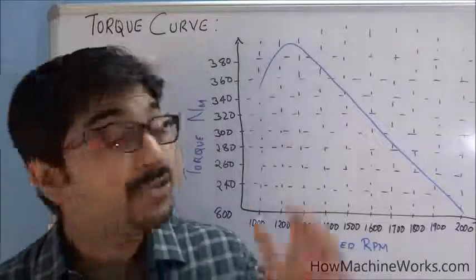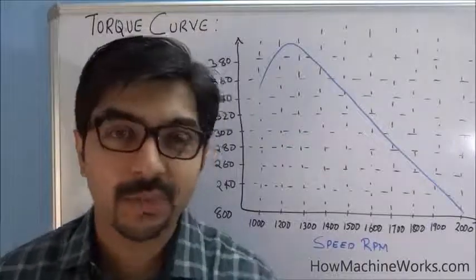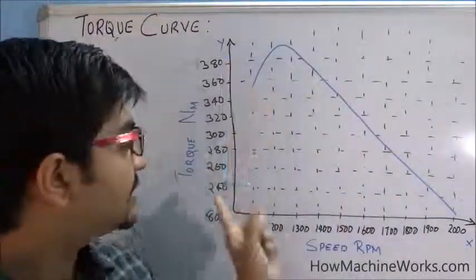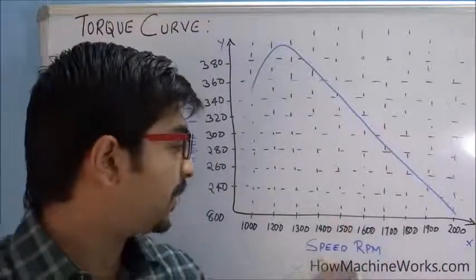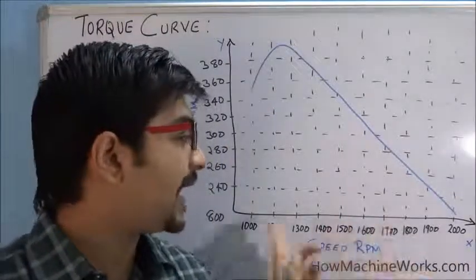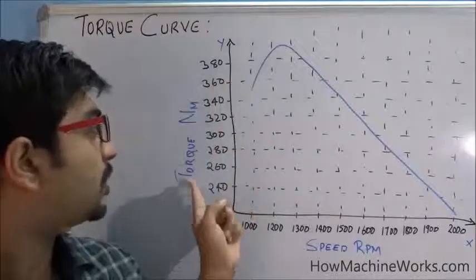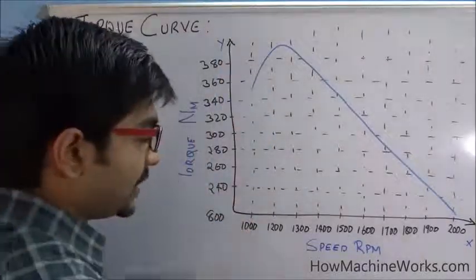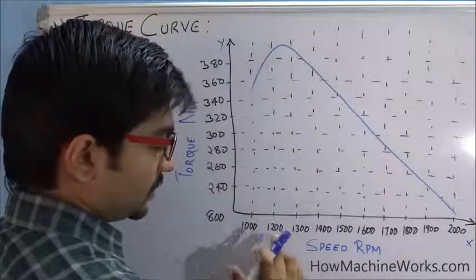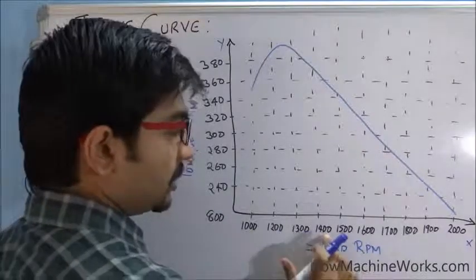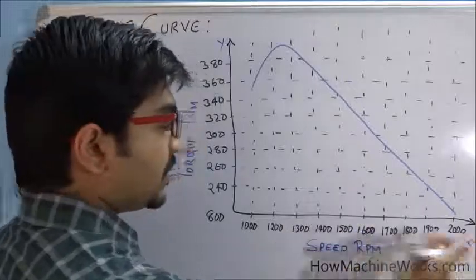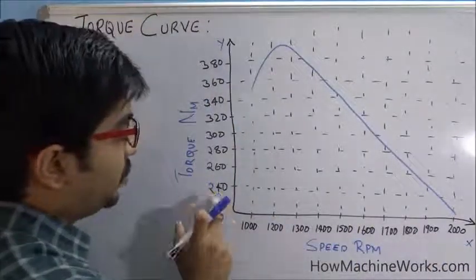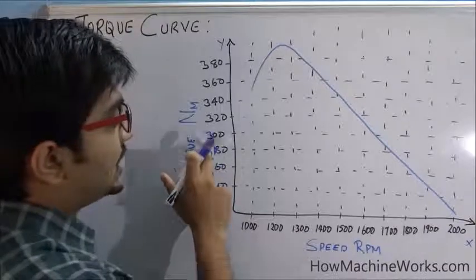Today let's learn how a torque curve works in a car engine. Watch the entire video and learn it. So a torque curve is a graphical representation. We have speed, which has a unit RPM, on the x-axis, and we have torque, which is in Newton meters, on the y-axis. You can see the RPM is increasing like 1000, 1200, 1300, 1400, 1500, etc. on the x-axis. And on the y-axis, torque is increasing as 240, 260, 280, 300, etc.